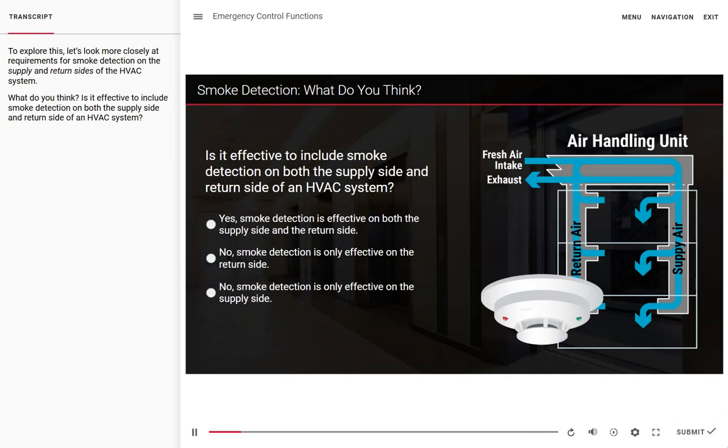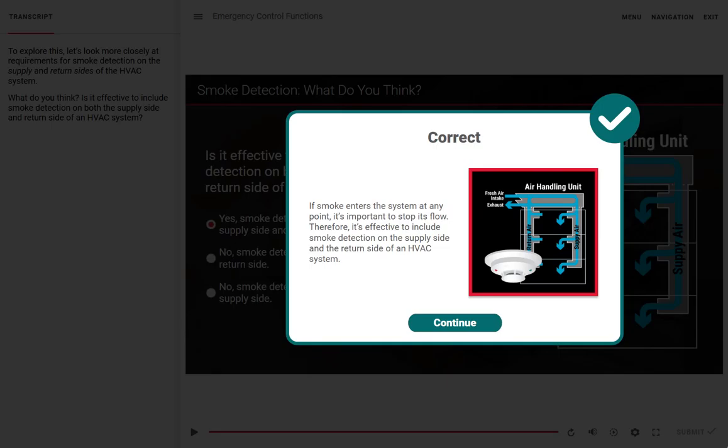To explore this, let's look more closely at requirements for smoke detection on the supply and return sides of the HVAC system. What do you think? Is it effective to include smoke detection on both the supply side and return side of an HVAC system? That's correct. If smoke enters the system at any point, it's important to stop its flow. Therefore, it's effective to include smoke detection on the supply side and the return side of an HVAC system.